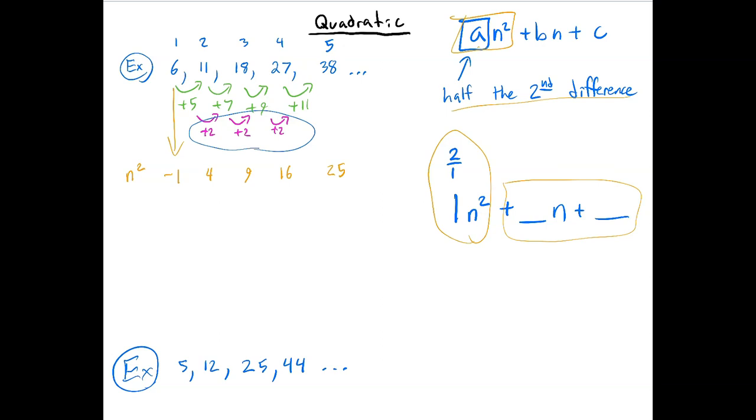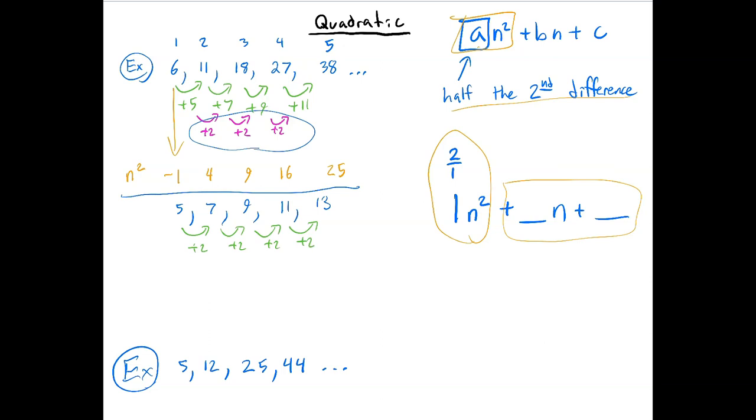Okay, so now the original sequence becomes, we take away 1, we get 5. Take away 4, we get 7. Take away 9, we get 9. Take away 16, that's 11. And then we get 13. And look at this. Now we have a regular old linear: plus 2, plus 2, plus 2.